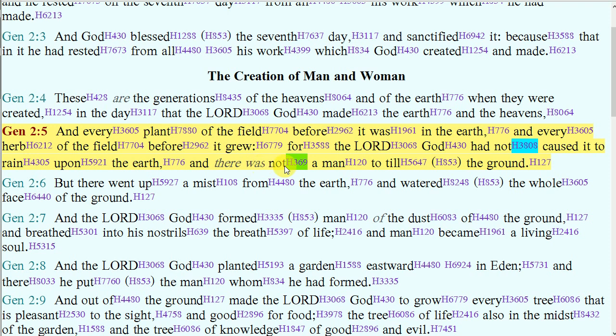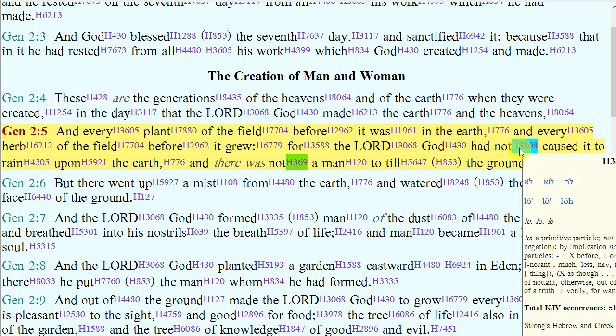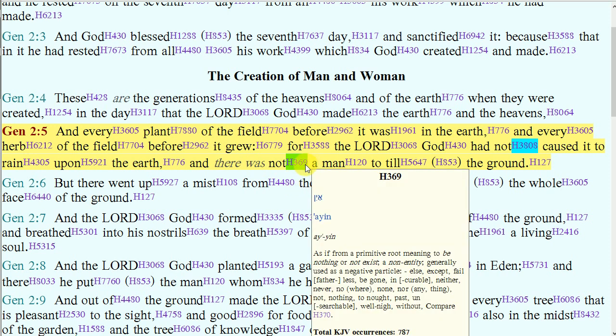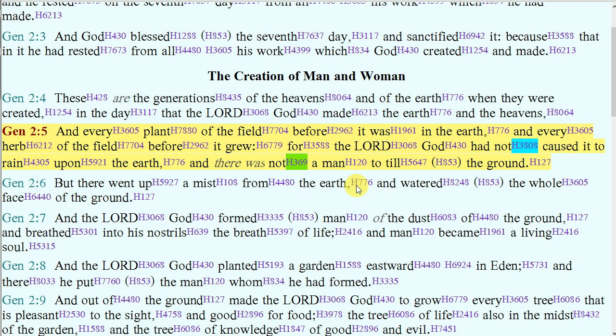But here, I'll read it for you again. Well, not all of it. For the Lord God had not, the opposite of caused it to rain. There had never been rain upon the earth, and there was not a man to till the ground. So there was none man to till the ground. So there was a man.